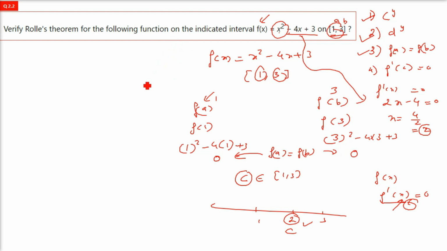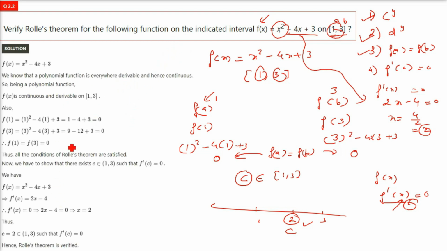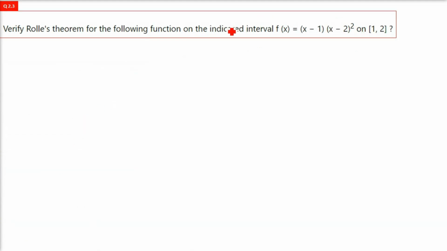Now how are you going to write it? This is the whole scenario. These are the steps you are going to write, and this is the way you are going to put this in front of your examiner. The next question is also exactly the same way, and there are questions coming which are absolutely like this. The continuity and differentiability is all okay, because it is a polynomial function, and we have to find a value that gives the derivative of the function as 0 when f(a) equals f(b). So I'm going to skip most of the questions coming up after this, so just understand this properly.